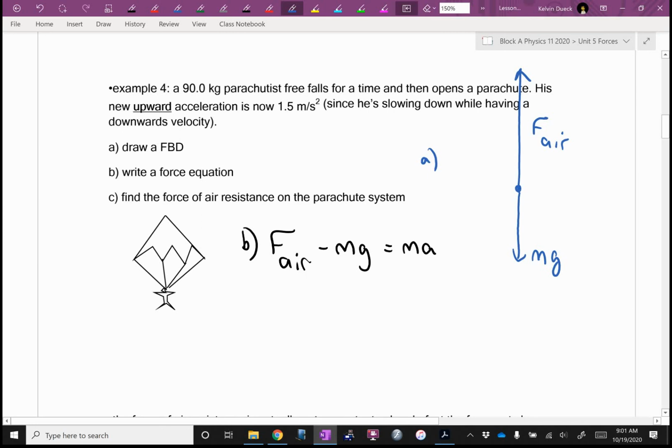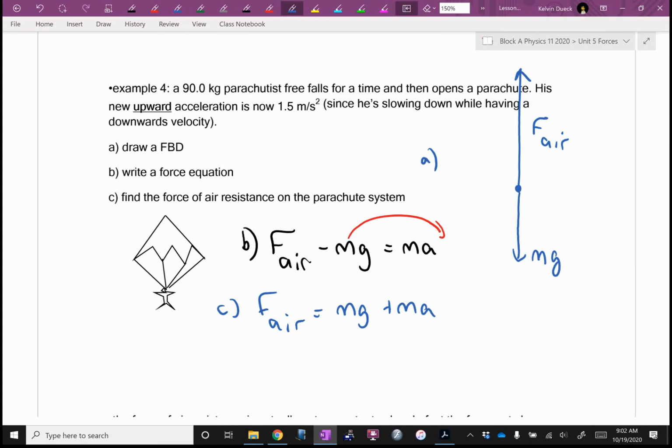How would I get the F air by itself? I'll move the mg over. How would I do that? I know you're going to the punchline, but I've got to make sure I walk people through it, right? So to show my work, my new equation for part C is going to be F air equals mg plus ma, or ma plus mg, because when you're adding, the order doesn't matter. 5 plus 6 is 6 plus 5.